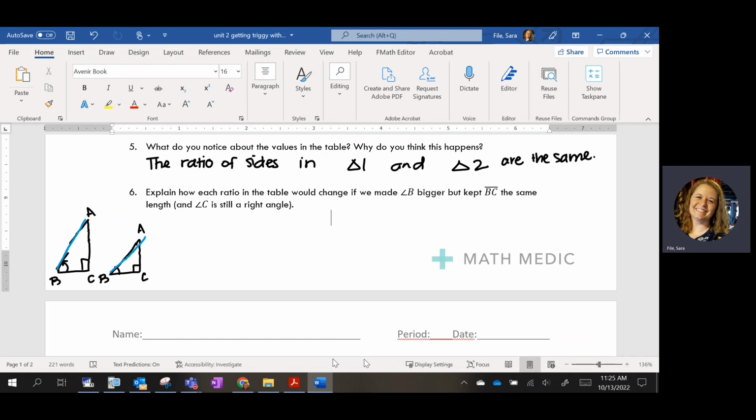Okay, so it asks what happens to the ratios when this happens. So if you look, blue to green, that is only going to change slightly because both of those sides got bigger, right?